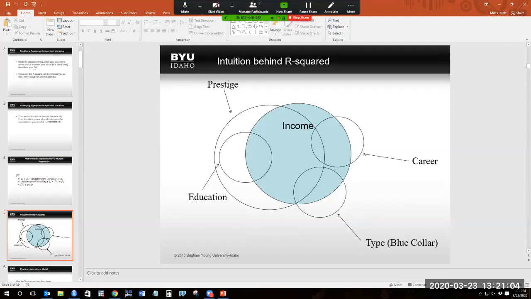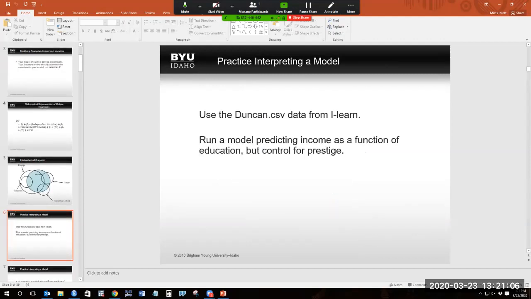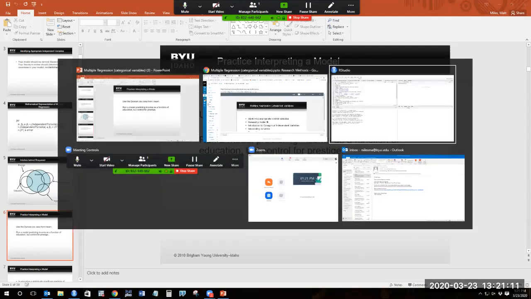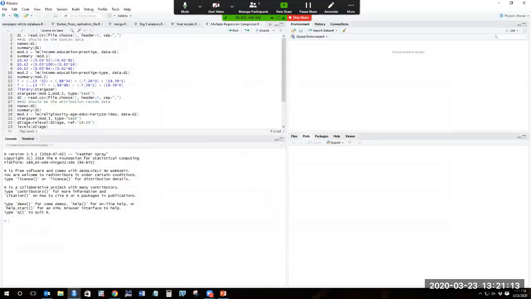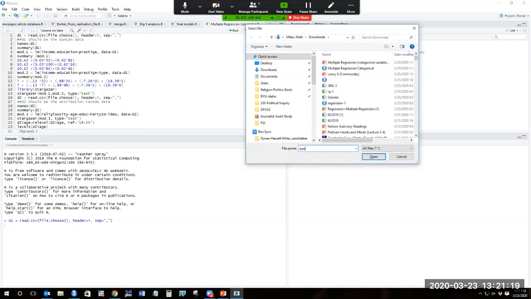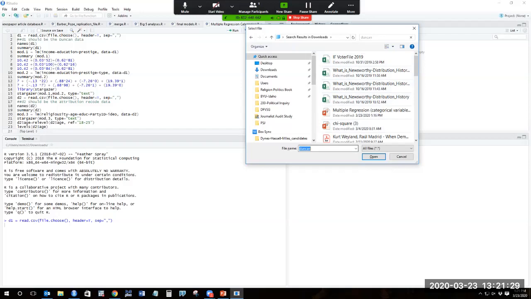So let's model that. We use the Duncan data. We've used it before in class. I'm just going to assume that I have it in my downloads somewhere. So I'm just going to run that line of code and look for the CSV file called Duncan. Oh, I'll search. Sorry, I was typing it in the wrong place. I have lots of things called Duncan, apparently.